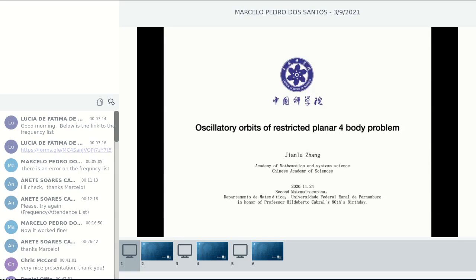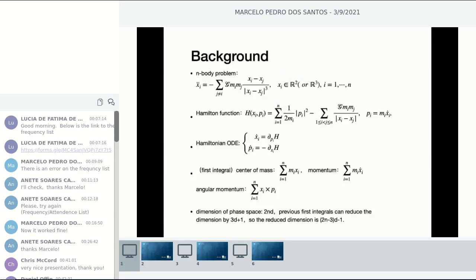Okay, let's see the background of the problem. First, let's review the n-body problem. Basically, we consider the gravitational equation just like this. The x_i, i equals 1 to n. So basically, there are n particles. Each x_i is the position, and we consider two different cases, R^2 or R^3. They represent the planar or the spatial cases. The m_i is the corresponding mass, and G is the Newtonian constant.